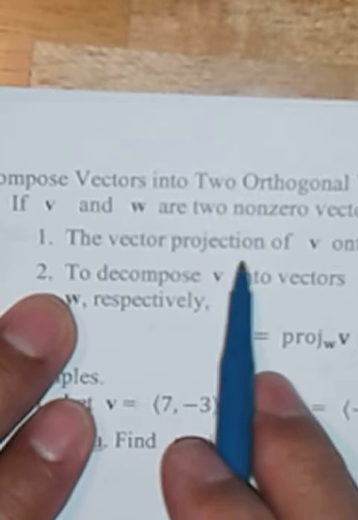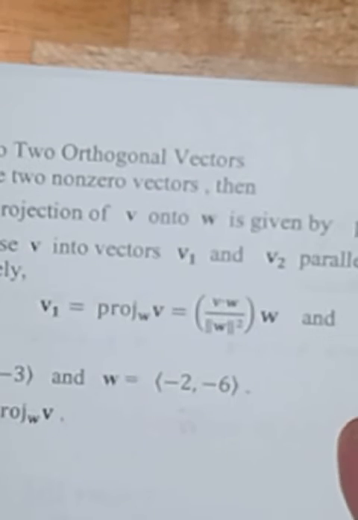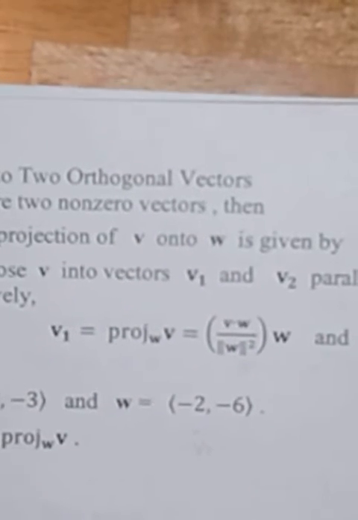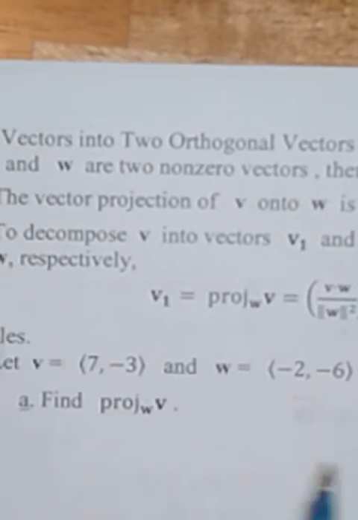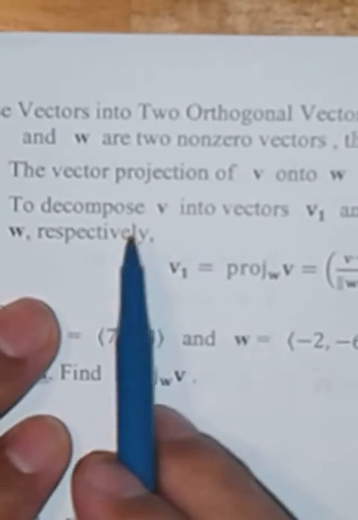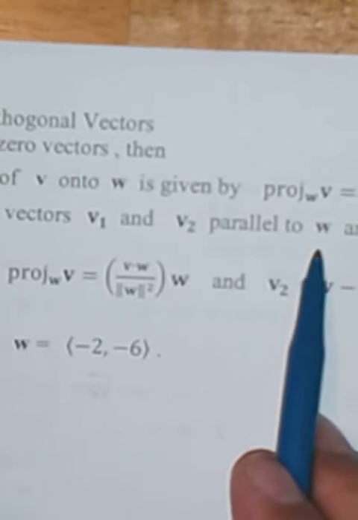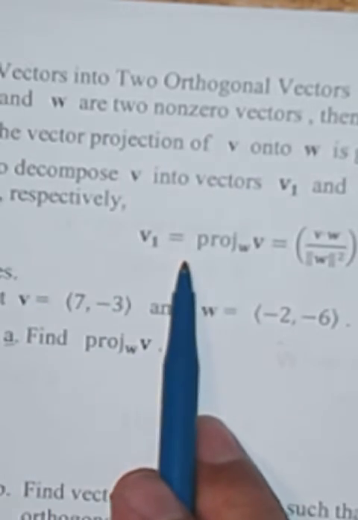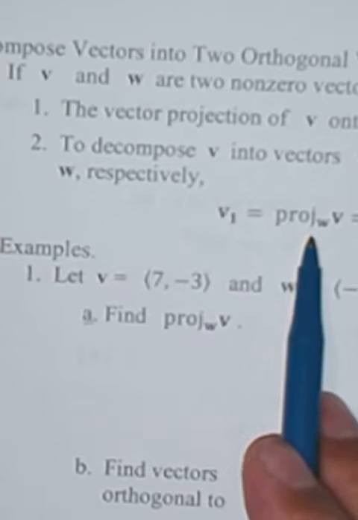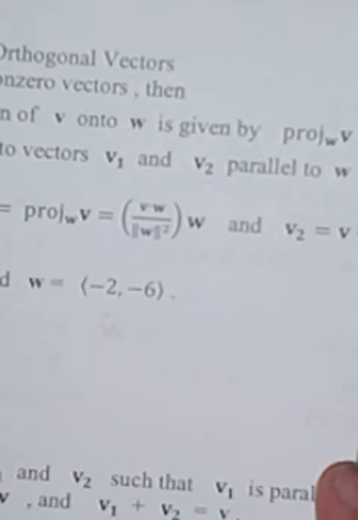All right, let's go on to the next page, decomposing vectors into two orthogonal vectors. So if V and W are two non-zero vectors, then the vector projection of V onto W is given by projection of V onto W equals the dot product over the magnitude of W squared times the vector W. Notice that this is V onto W. And then we'll draw a little picture just to show what that looks like. To decompose V into vectors V1 and V2 parallel to W and orthogonal to W respectively, V1 will be the projection of V onto W, and then V2 will be V minus V1.